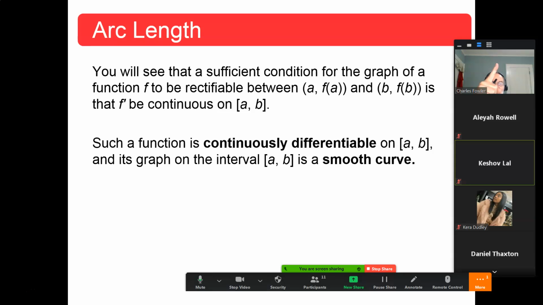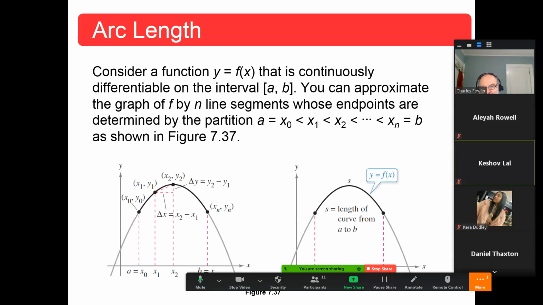Because if you have a curve that goes like this and then comes back like this, that's a very positive slope, that's a very negative slope. Hey, that first derivative is not going to be continuous. So such a function is called continuously differentiable on a to b, and its graph on the interval a to b is a smooth curve. No points, no cusps, no corners. They all have to be smooth transitions. Okay. Now, let's consider a function y is equal to f of x. Excuse me a moment.